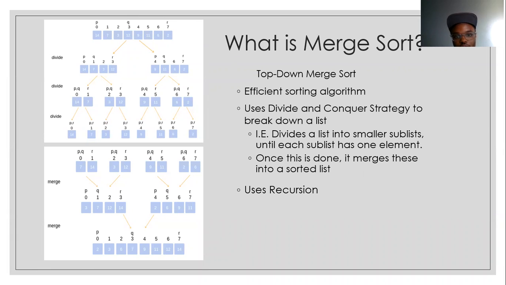It's an efficient sorting algorithm that uses a divide and conquer strategy to break down a list, i.e., it divides a list into smaller sublists, as you can see right here in this picture. So this becomes these four, and then these two, and then this, until it's one element. So we want to keep dividing until we get to one single element, like this line right here. Once this is done, it merges them into a sorted list, and it uses recursion.